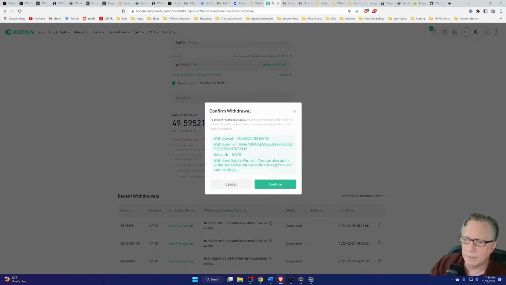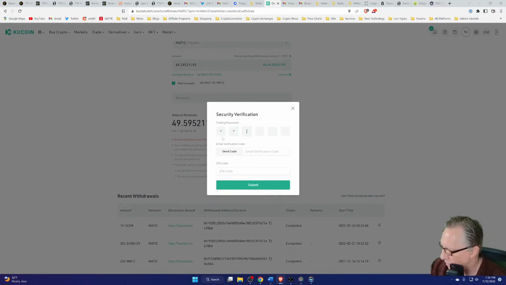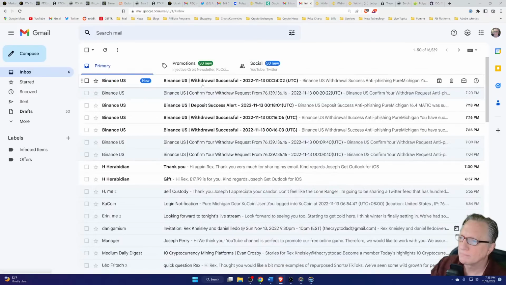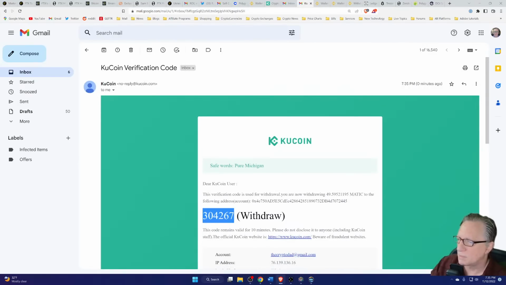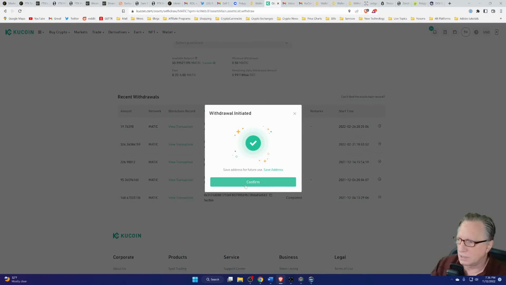Now, on KuCoin, I'm going to need to jump through a few hoops here. I'm going to need to give it my trading password. I'm going to need to get an email sent to me. There it is. That's my KuCoin withdrawal code. Let's go back over here, paste that in, and then I need my Google Authenticator code from KuCoin. I'm going to let it cycle here for a minute. 285425. All right. And that was successful.